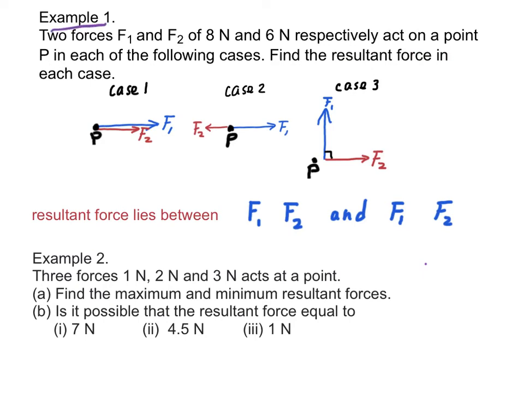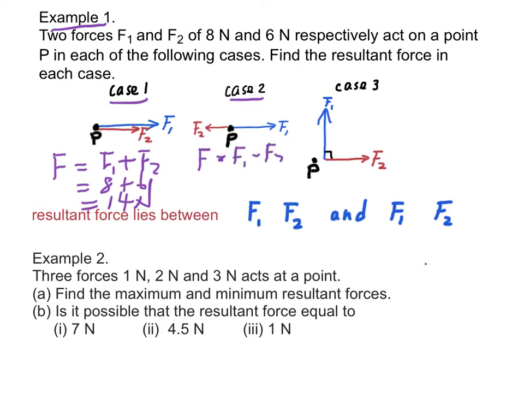Example 1. Case 1. The resultant force F equals F1 plus F2, equals 8 plus 6, equals 14 Newton. For case 2, the resultant force is equal to F1 minus F2, which is equal to 8 minus 6, equal to 2 Newton.